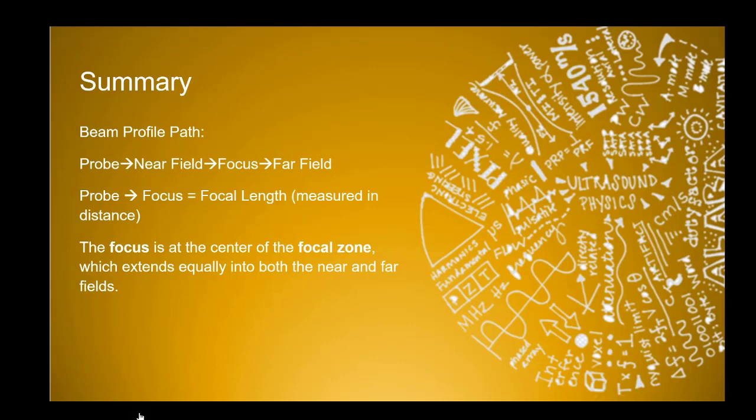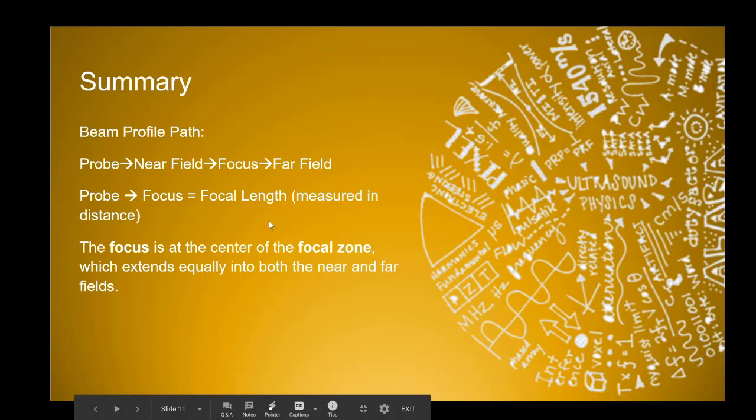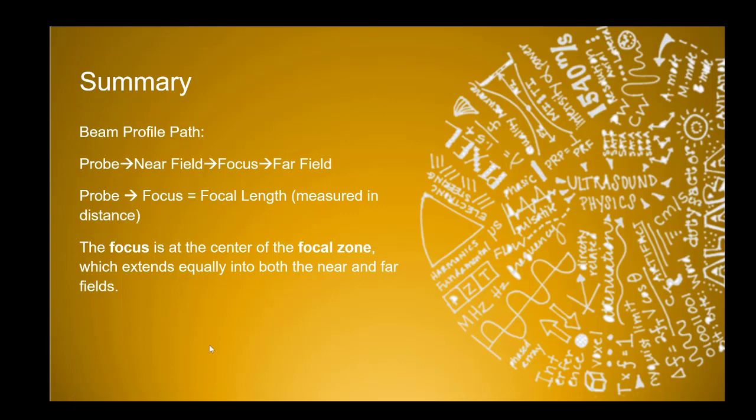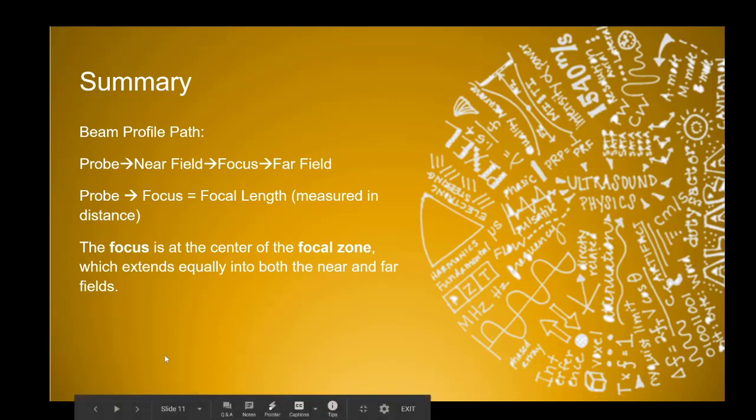So just kind of as a summary of everything that we talked about, again, it's going to be mostly memorization of what these areas are called and where they are located. We know that the beam starts at the probe or at the transducer face. It goes through the near field, through the focus, and then into the far field. If we go from transducer face to the focus, that is our focal length. And then the focus is the center of the focal zone.